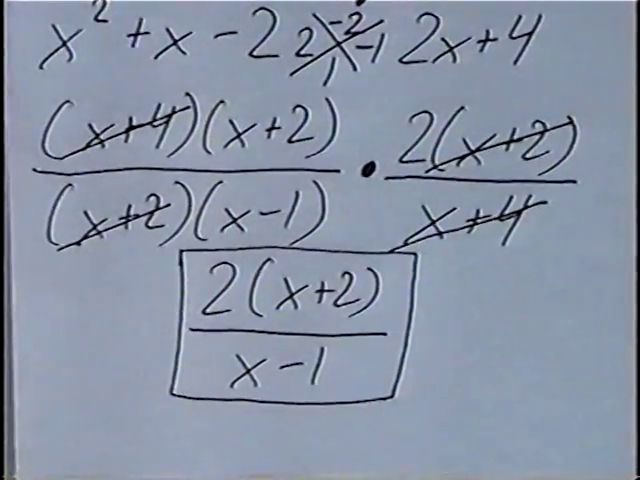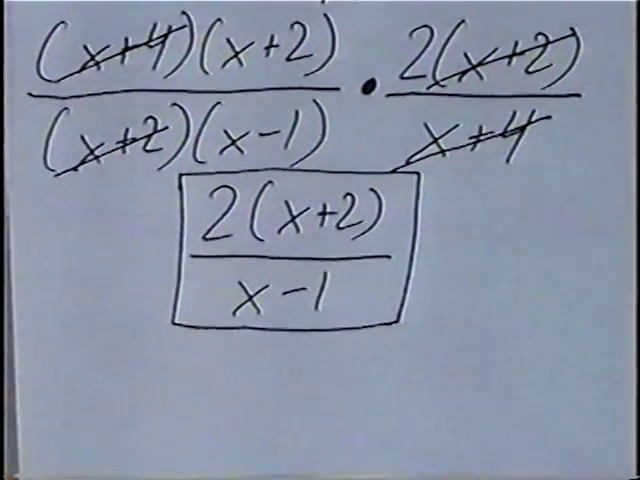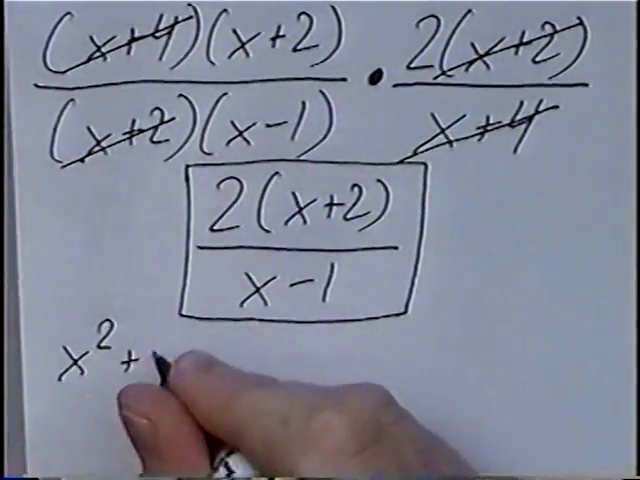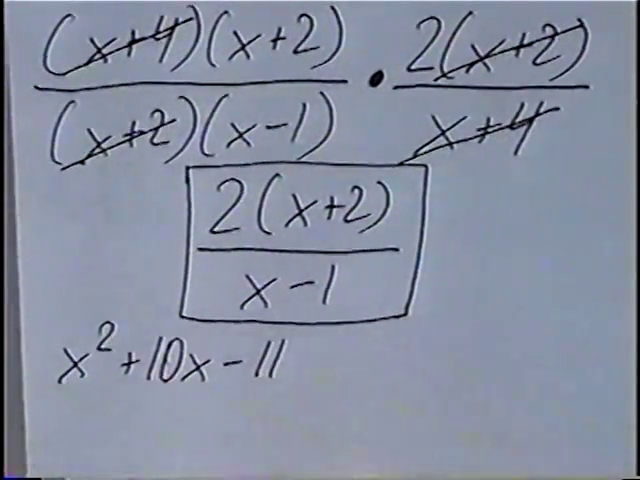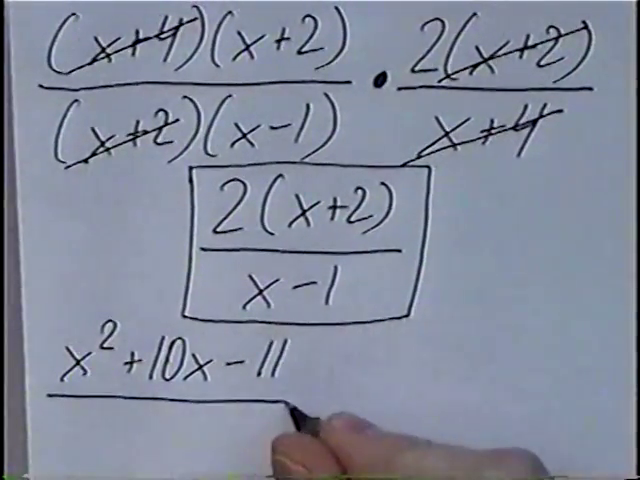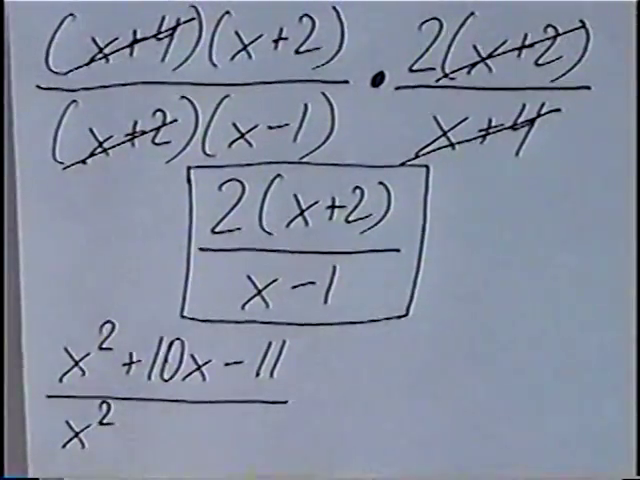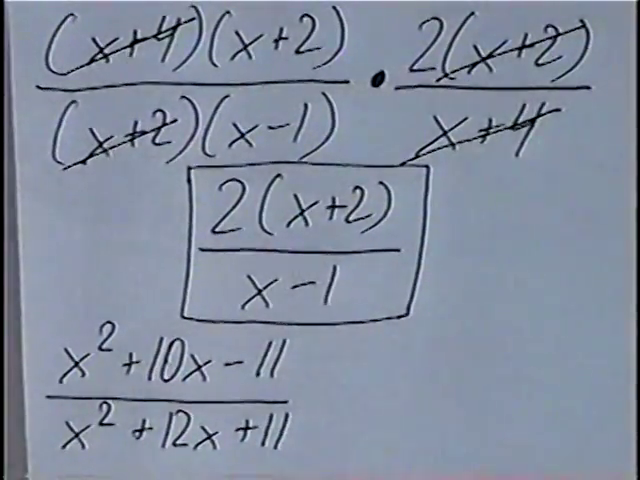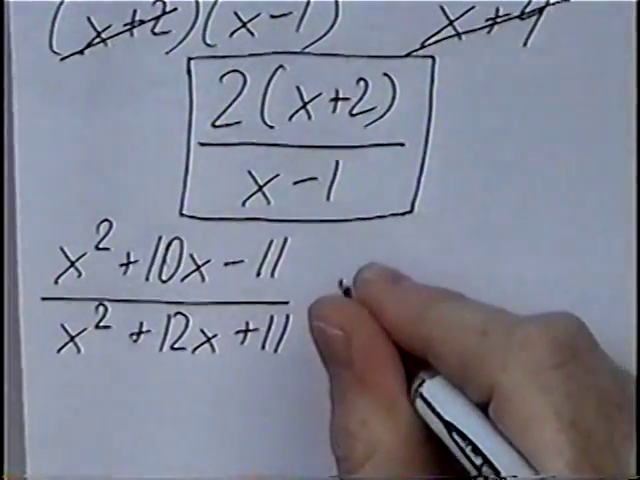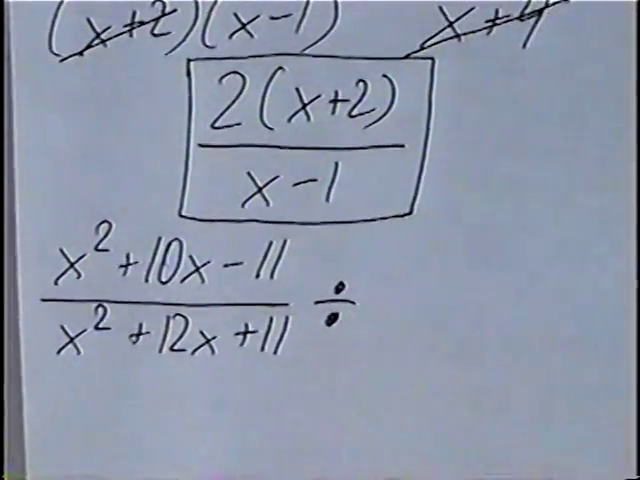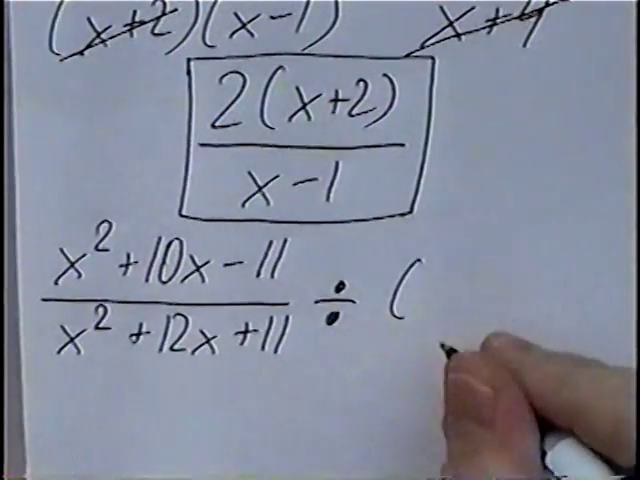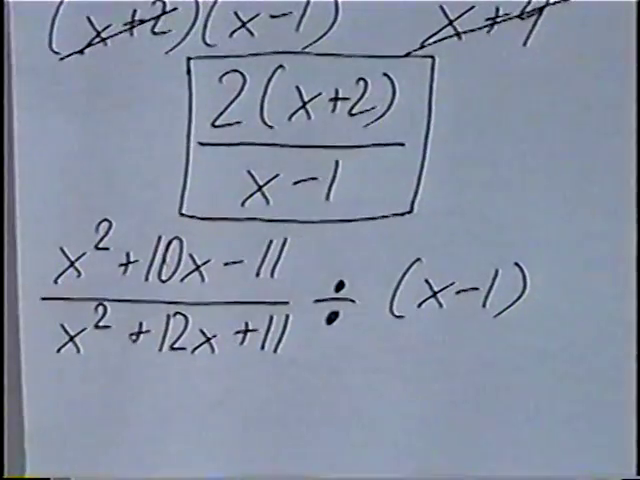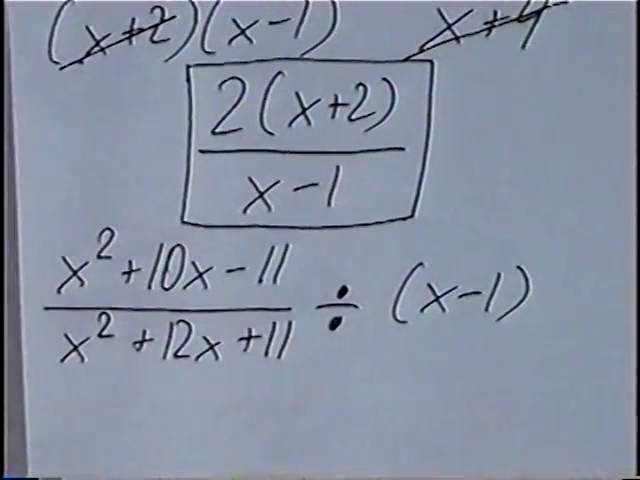Second question, and last question for the section. The first fraction we have is x squared plus 10x minus 11 divided by x squared plus 12x plus 11. And we're dividing by a second term, which will be x minus 1. For this problem, we have a fraction divided by a single term.